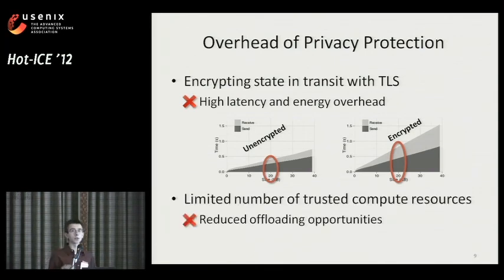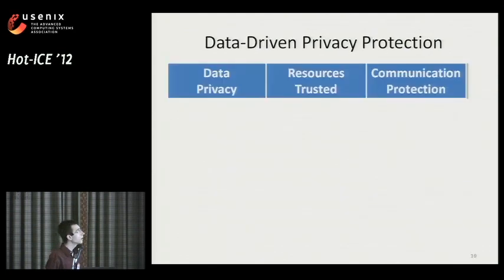And so we want to think really carefully about whether or not we actually need to apply encryption whenever we're offloading. Likewise, if we're limiting the number of resources that we trust, there's a possibility that we may not have a sufficient number of trusted resources available. And this may result in reduced opportunities for offloading. So the way that we address these concerns and make sure that we preserve the benefits and opportunities by minimizing the overhead is to take a data-driven approach to which privacy protection mechanisms we need to employ.